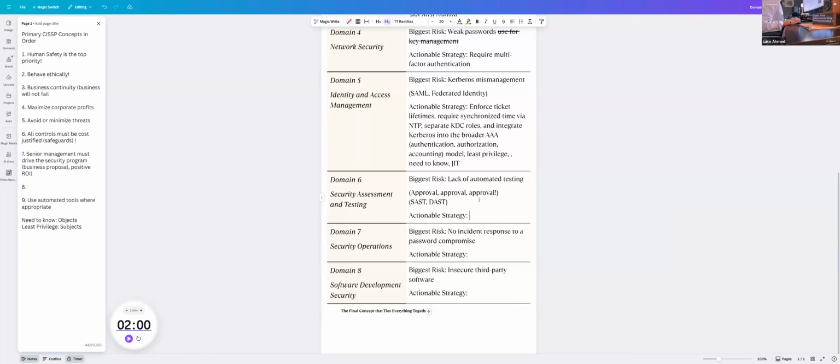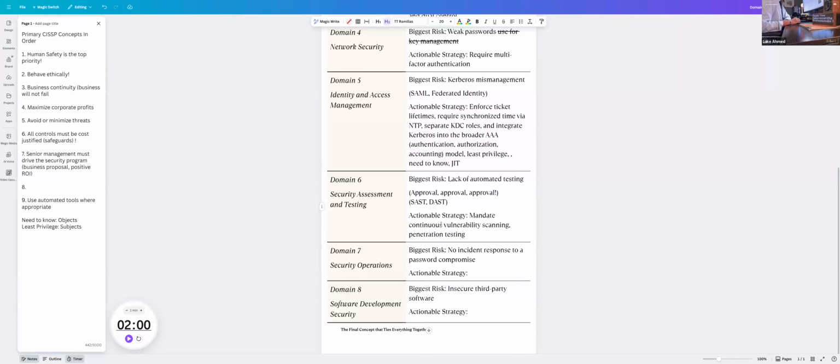Domain 6, lack of automated testing. The actionable strategy is to have automated testing, obviously, but the important thing to know is the when, where, how, and why. So mandate continuous vulnerability scanning and penetration testing. You can't just do it once in the lifetime of the company and be over with. Because I know it costs money. I know it takes a lot of effort.